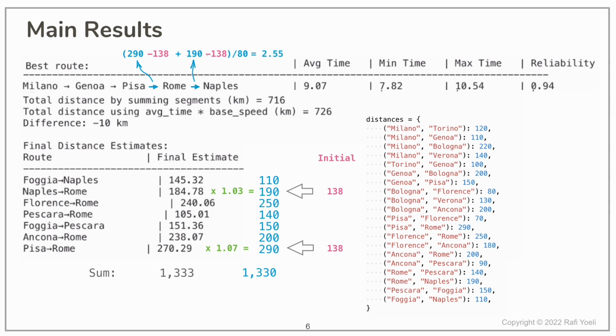In conclusion, our Monte Carlo implementation has demonstrated three powerful capabilities. It found the optimal route from Milan to Naples despite having incomplete information. It estimated unknown distances with reasonable accuracy. And it captured the overall structure of Italy's road network with remarkable precision.